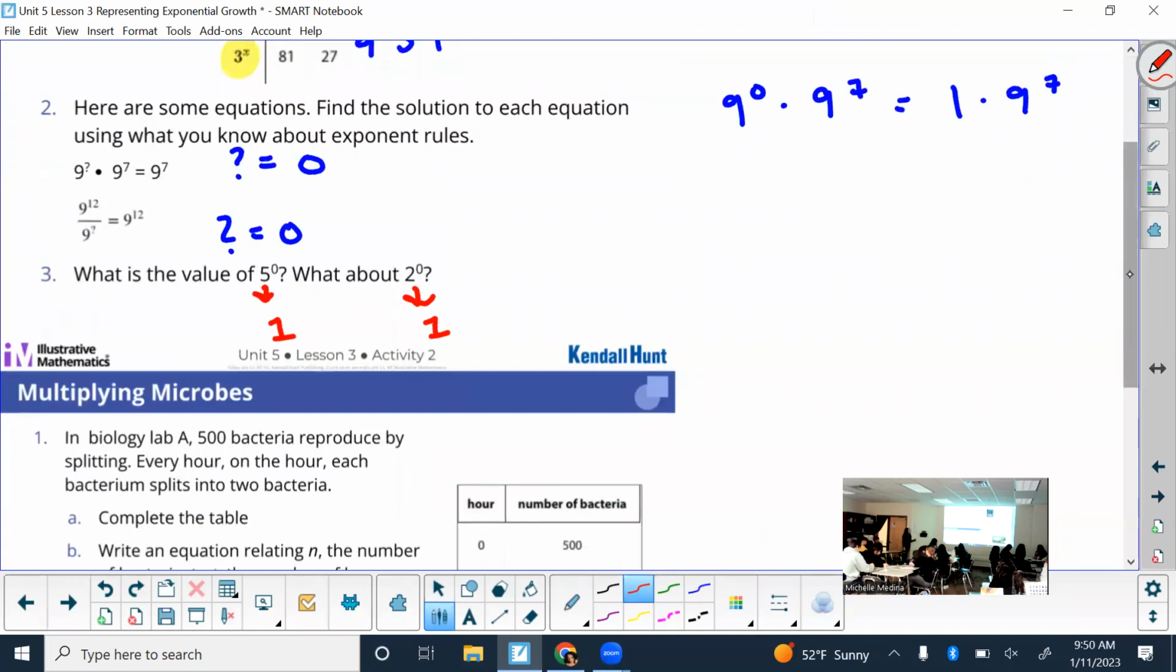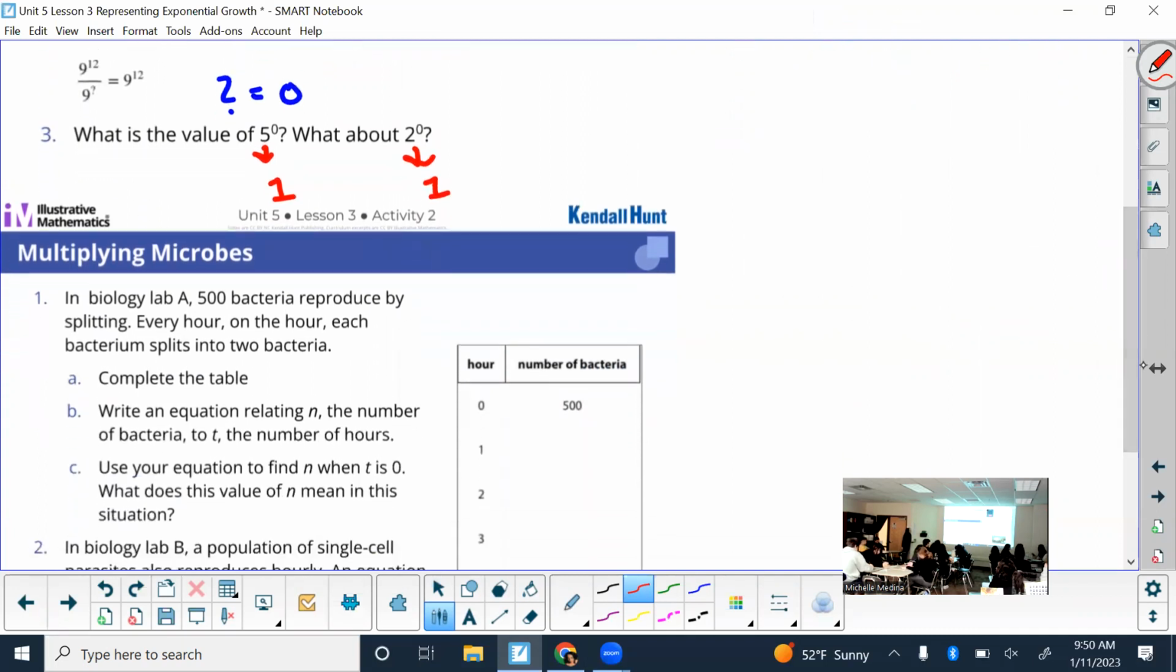All right, now let's relate it to some of the situations we've been talking about lately, like bacteria reproducing. So that's the next part. So in biology lab A, 500 bacteria reproduce by splitting. Every hour on the hour, each bacterium splits into 2 bacteria. So splitting into 2 would be what operation? Not squaring, multiplying by 2.